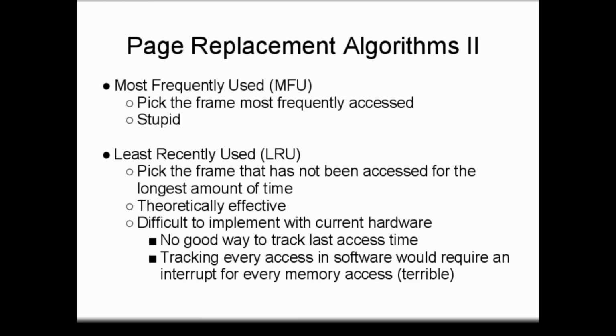This algorithm selects the victim frame that has not been accessed for the longest period of time. Unfortunately, with current hardware, there is no good way to track the last memory access time. Tracking every access in software would be a terrible idea, since such a scheme would require an interrupt on every memory access. Thus, it is impractical to implement LRU directly. Most implemented page replacement algorithms are approximations of LRU, however.